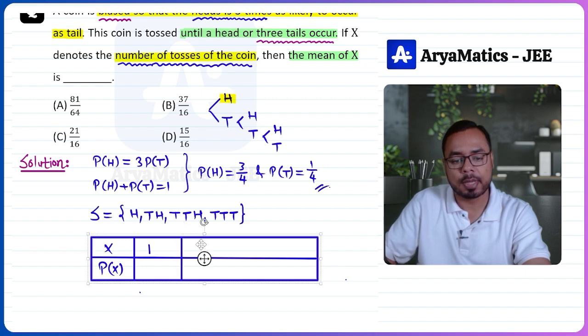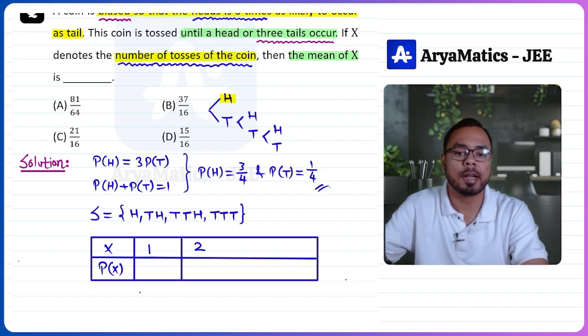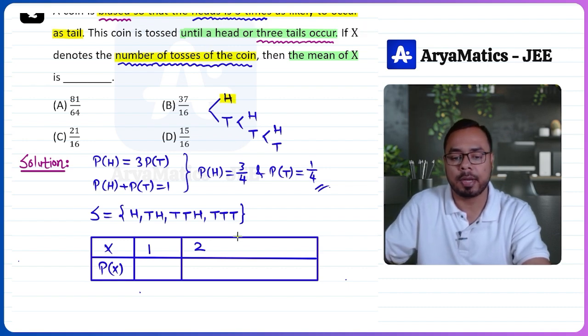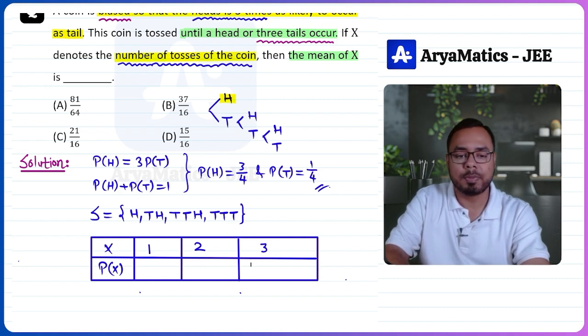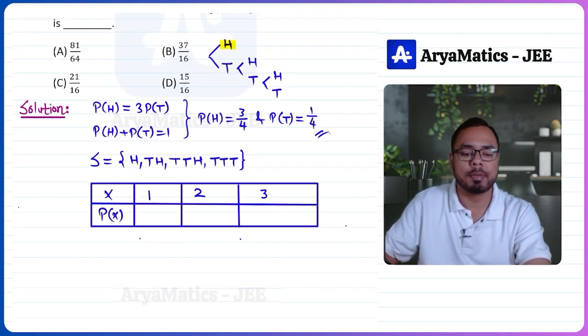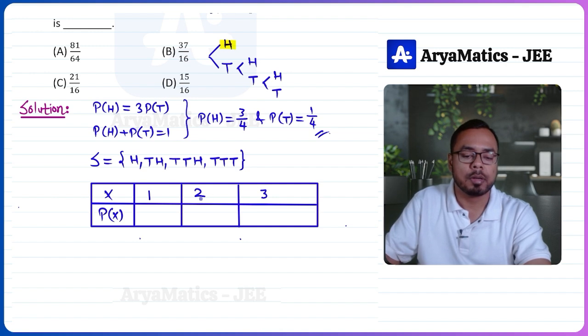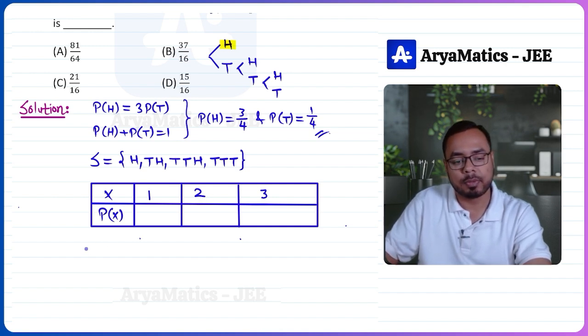Next possibility is that the value of x is 2. X is 2 if the first toss has resulted in tail and the second one is head. And finally, the last possibility is that there will be 3 tosses. These are the 3 different cases. Now, once we create the probability distribution table, we have a standard formula for finding the mean or the expected value.